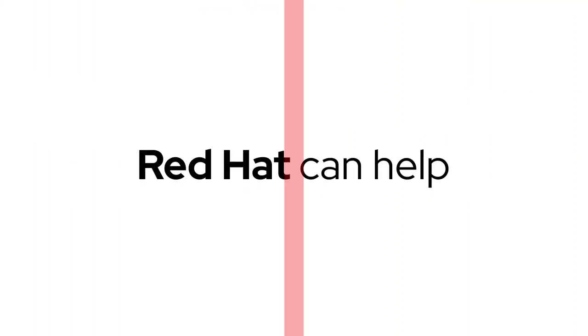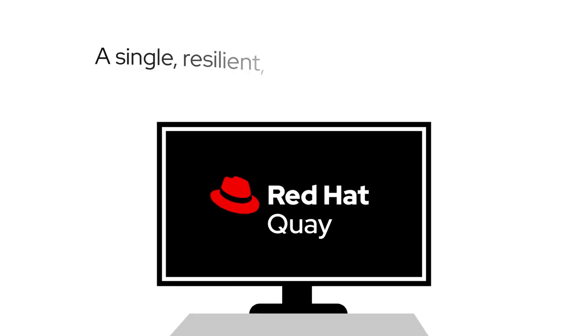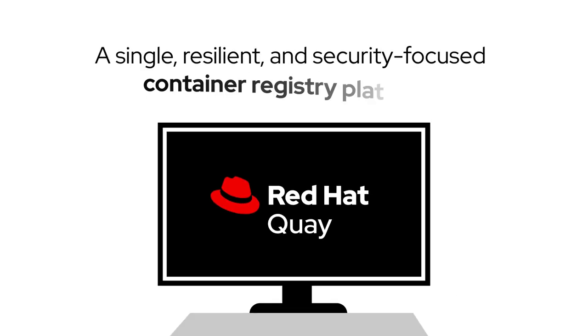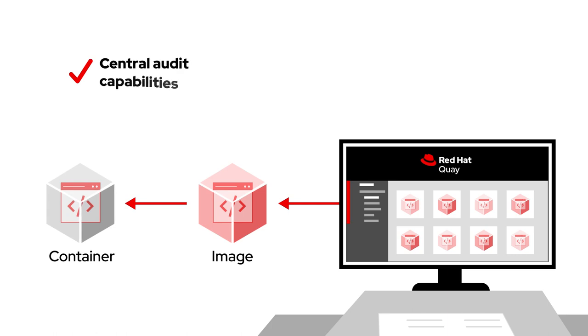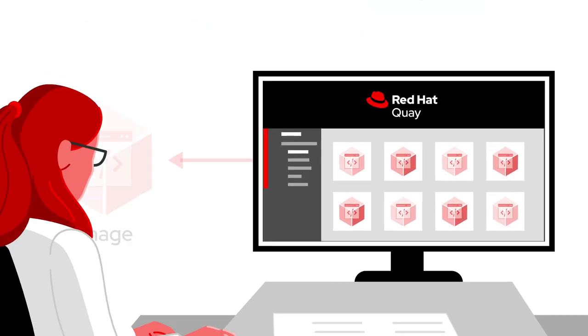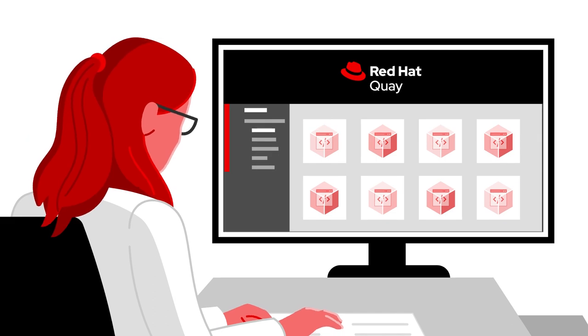Red Hat can help with Red Hat Quay, a single, resilient, and security-focused container registry platform where all containerized software is stored and accessed, that functions like an internal app store, providing central audit capabilities, governance, and permission management without causing a bottleneck for developers and services that need to constantly push and pull images.